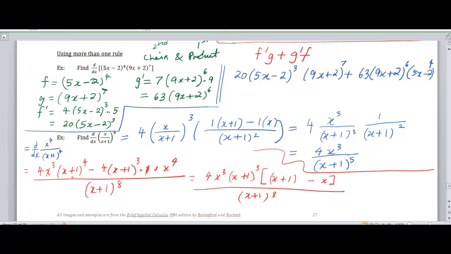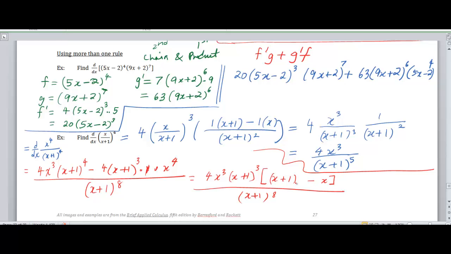Okay. So again, here I've pulled out a 4x cubed times x plus 1 to the 4th. So we pulled out 3 of the x plus 1s, we pulled out a 4, we pulled out an x cubed, and this is what we have remaining on the inside. You can distribute this and check if you would like to.